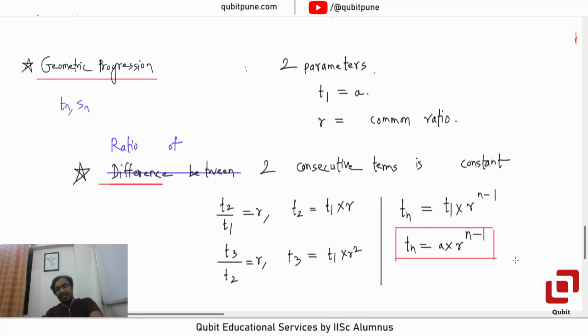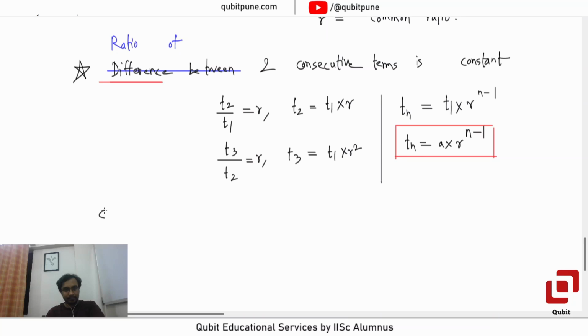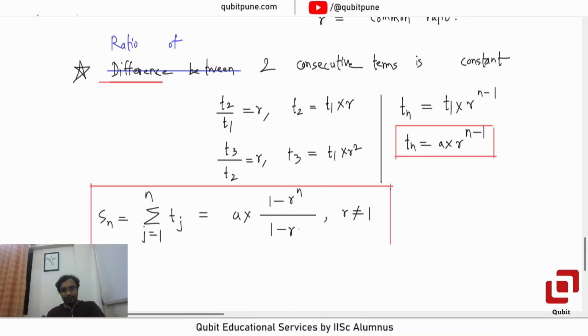And the second formula is for the sum of first n terms of a geometric progression. Sn is the sum of first n terms. Now this formula can be proved, but I'm not going to prove that. I'm going to write the formula. It is A into (1 minus R raised to n) upon (1 minus R), assuming R not equal to 1. Of course, there is no point in R equal to 1, otherwise it will become a constant sequence. Do you people know this formula? Okay, very good.